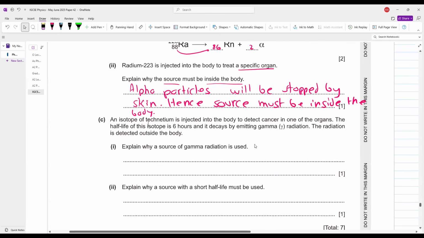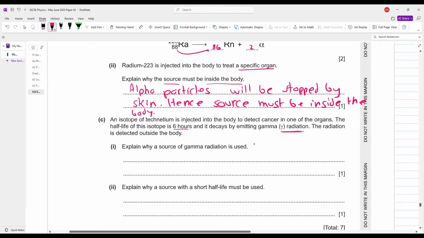An isotope of technetium is injected into the body to detect cancer in one of the organs. The half-life of this isotope is 6 hours and it decays by emitting gamma radiation. The radiation is detected outside the body. Explain why a source of gamma radiation is used. हाँ जी. तो क्या लिखा हुआ है? An isotope is injected into the body to detect cancer in one of the organs. The half-life of this isotope is what? 6 hours and it decays by emitting gamma radiation.